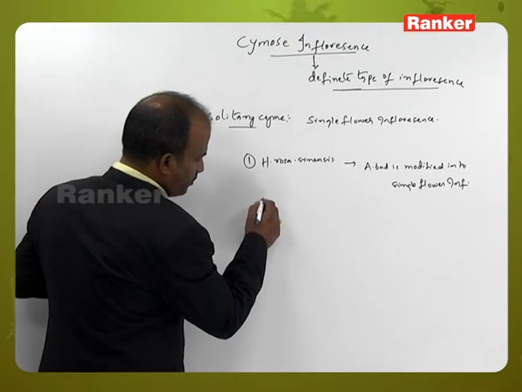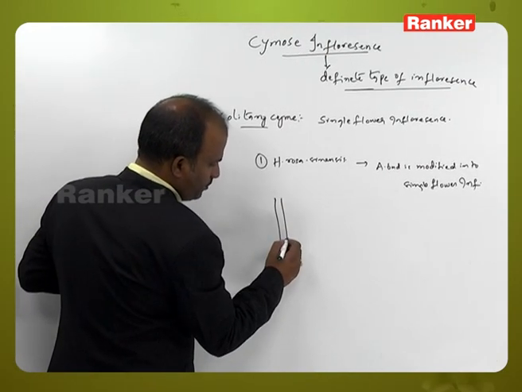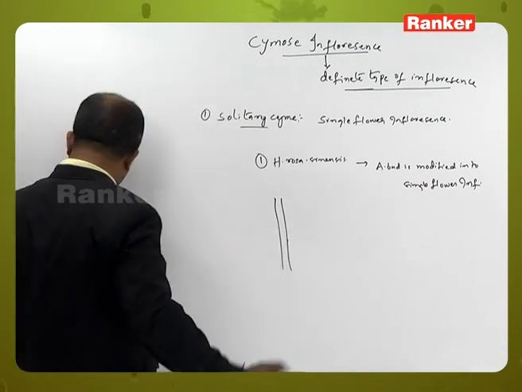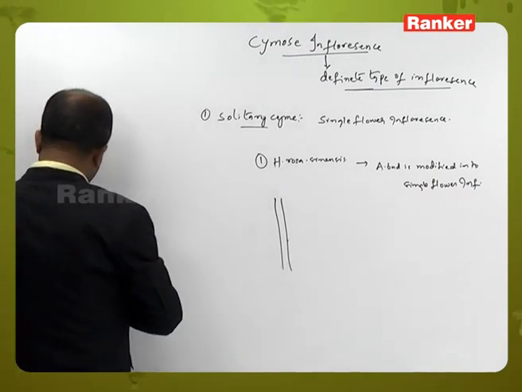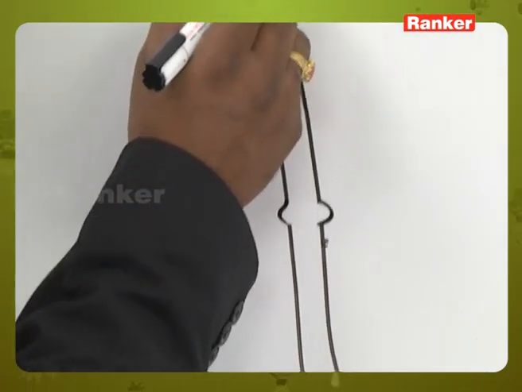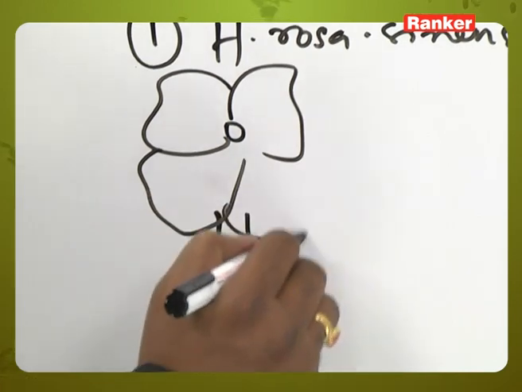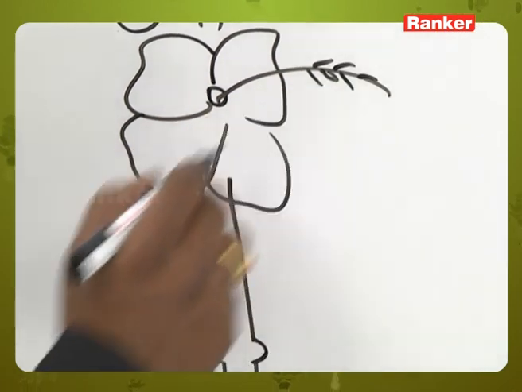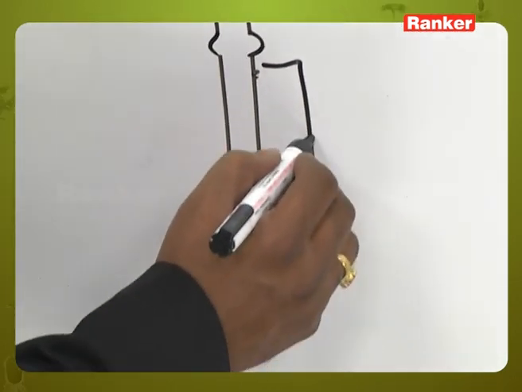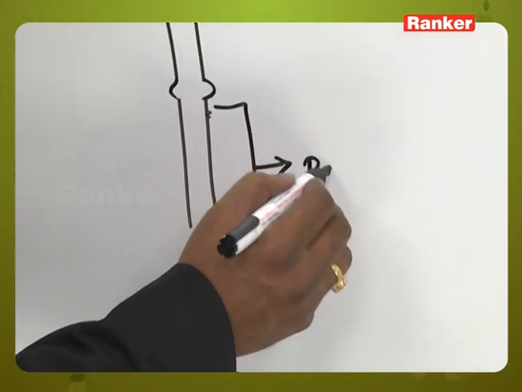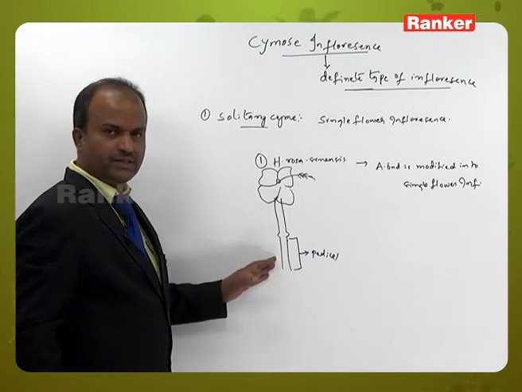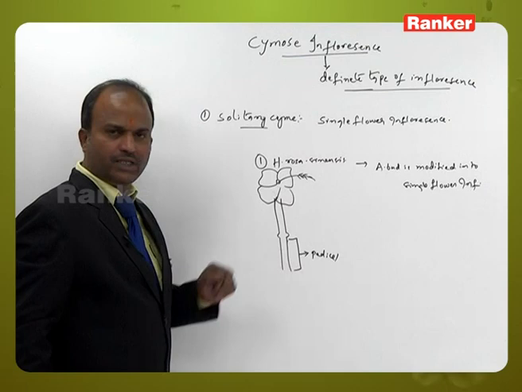See here, in this the axillary bud is modified into a single inflorescence. This is the rough diagram belonging to Hibiscus rosa sinensis. In Hibiscus rosa sinensis, the stalk is called the pedicel. The half of the stalk present towards the basal portion is called the pedicel.